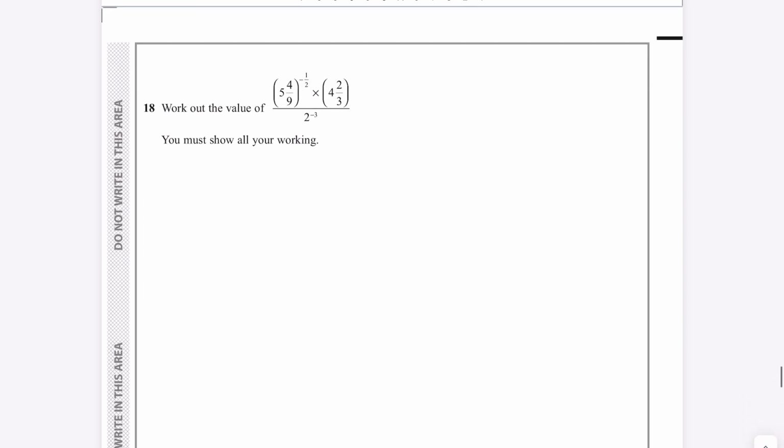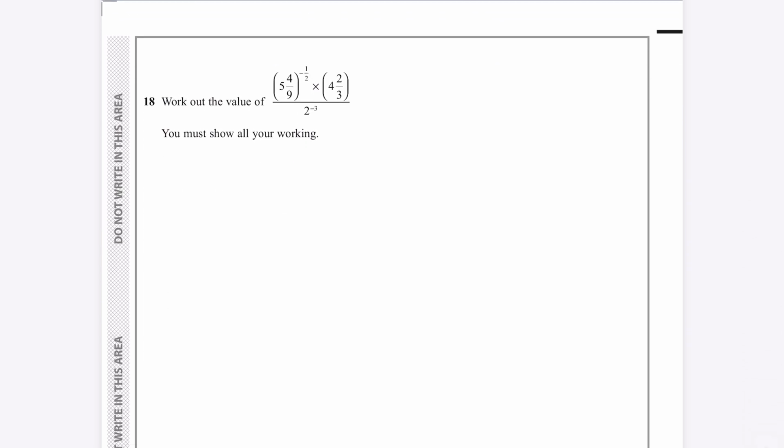Question 18 is asking us to work out the value of this fraction and show your working.